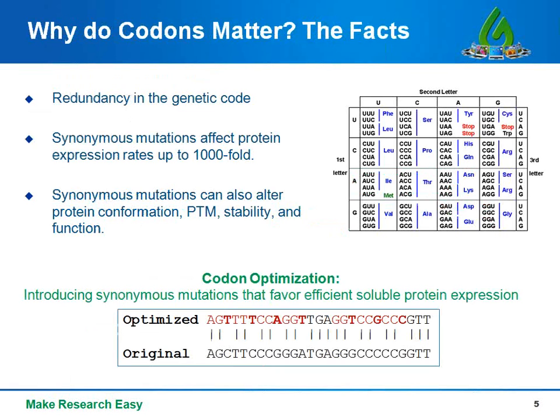So why do codons matter? Well, as you know, there is redundancy in the genetic code, with 64 possible trinucleotide codons that correspond to only 20 amino acids, plus the stop codon. This means that you can introduce changes into the nucleotide sequence, most often in the third nucleotide of a codon, that will not change the amino acid. These are called synonymous mutations. And while synonymous mutations do not change the amino acid sequence, they do change protein expression levels. This fact has been observed many times in virtually every species. In fact, synonymous mutations can also alter protein conformation, post-translational modifications, protein stability, and consequently protein function, and thus the cell's behavior and survival. So when we design a DNA construct from which we will express a protein, we can choose to introduce synonymous mutations that will favor efficient, soluble, functional protein expression. That's our definition of codon optimization.